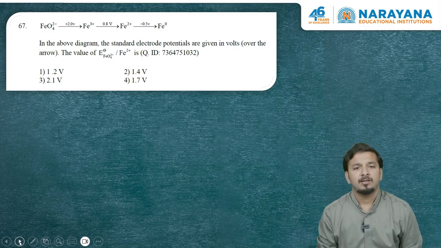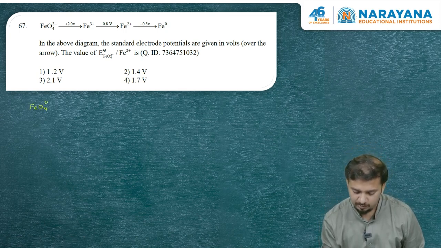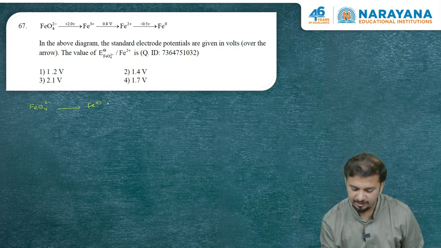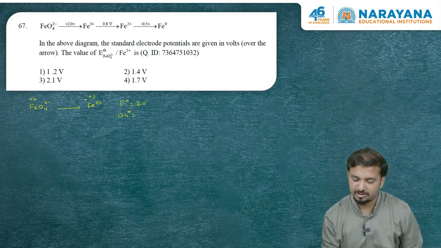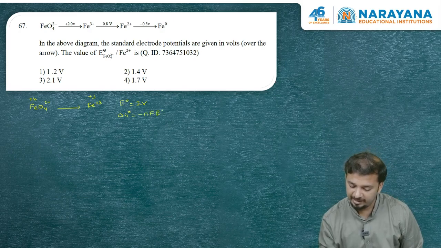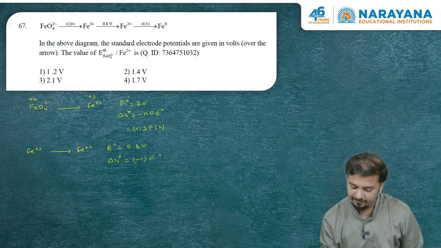Moving to next question. They have given a reaction and E naught value is given. In the above diagram, the standard electrode potentials are given in volts. The value of E naught for FeO4 2 negative to Fe plus 2. So we can write over here FeO4 2 negative is becoming Fe plus 3. E naught is equal to 2 volt. So we can write delta G naught for this reaction as it is in plus 6 oxidation state, it is in plus 3 oxidation state. So we know delta G naught is minus nFE naught. So it will be equal to minus of 3F into 2. Second reaction is Fe plus 3 is becoming Fe plus 2. E naught for this reaction is given as 0.8 volt. So delta G naught for this will be equal to minus 1F into 0.8.